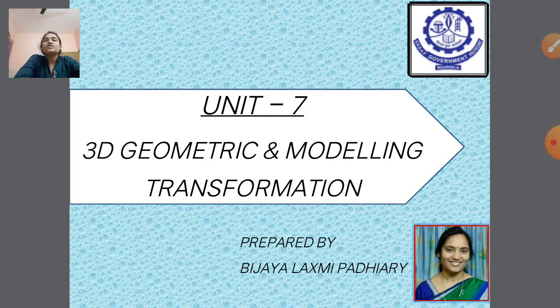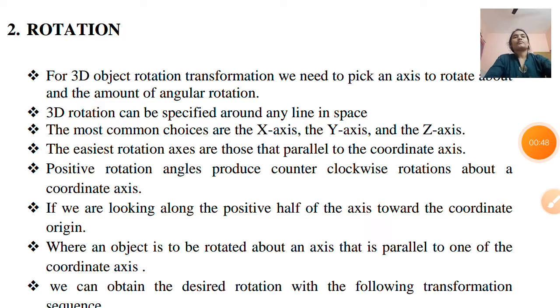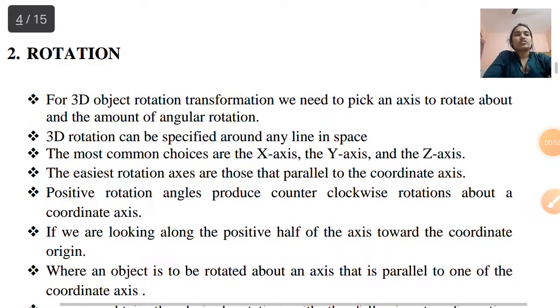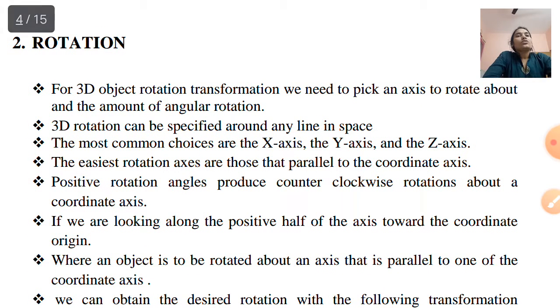How the object is rotated in different directions, x direction, y direction and z direction. Let us discuss in detail rotation. For 3D object rotation transformation, we need to pick an axis to rotate about and the amount of angular rotation, in the 3D object.